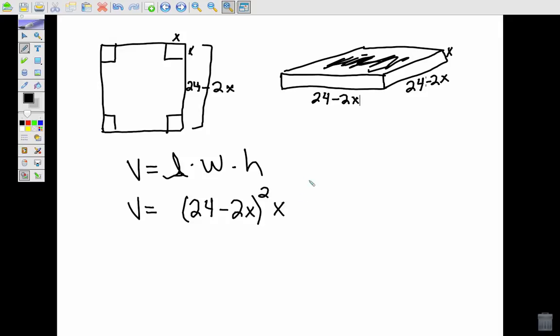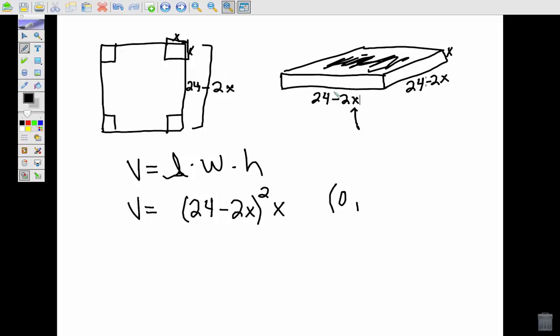Now, the first question is, what is the domain for this expression? What are the x values? Well, let's think about this. What kind of x's can I put in here? What kind of measurements could I have to cut off the corner? You can't cut off a measurement of 0. You could cut off a half an inch, or an inch. So we know the domain is going to be greater than 0. That corner that you cut off to fold up the edges has to be greater than 0. What's the largest number, or what can it not be?